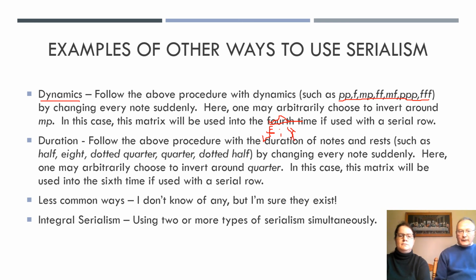And likewise, if you have a set of 5 for duration, 5 different durations like half, eighth, dotted quarter, quarter, and there you could choose to invert around the quarter arbitrarily. In this case, you'd have 20 possible combinations, so that actually gets into the 8th time.